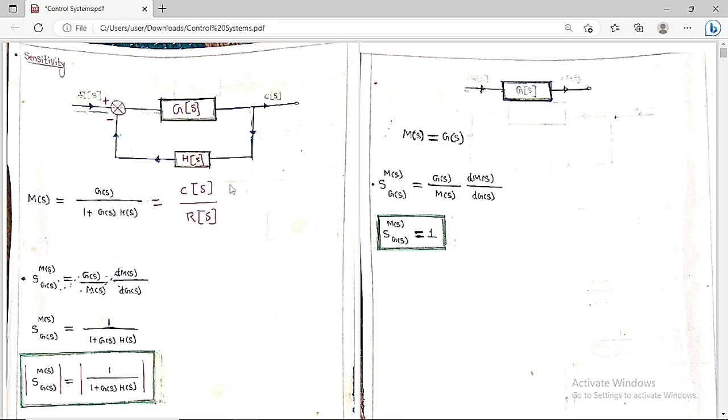So the sensitivity of M of S with respect to G of S is equal to G of S by M of S into dM of S by dG of S. Always remember the formula for the sensitivity of alpha with respect to beta. This formula you always have to keep in your mind.